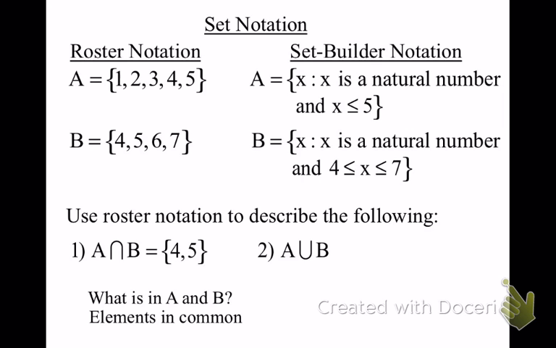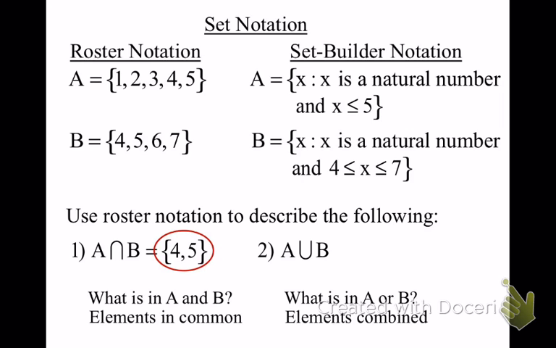Yes. 1, 2, 3, 4, 5, 6, 7. Yeah, that's the combining A and B. Okay? Questions?